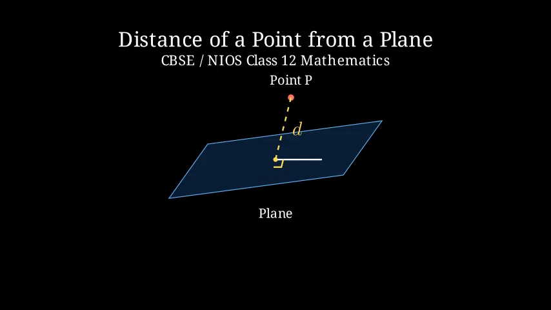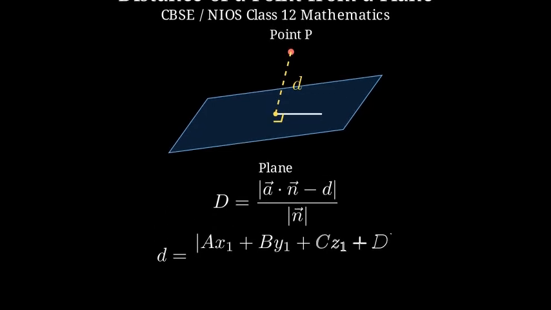First, the vector form. If the plane is r dot n equals d, and the point has position vector a, then the distance is the absolute value of a dot n minus d divided by the magnitude of n. Most students use the Cartesian form. If the plane is ax + by + cz + d = 0, and the point is (x1, y1, z1), then the distance is given by this formula.